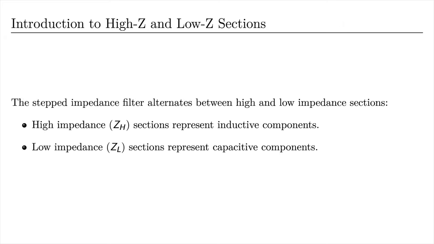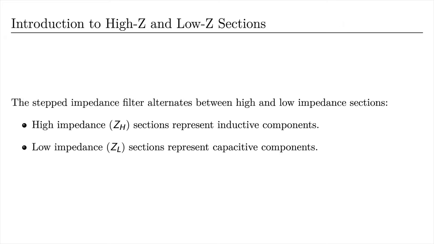These equations are essential for selecting the correct impedance and electrical length for each section. To summarize, stepped impedance filters alternate between high and low impedance sections to replicate the behavior of lumped LC filters. High impedance sections act as inductors, while low impedance sections function as capacitors. The transformation equations provide guidelines for determining the impedance and length for each section, ensuring the filter achieves the desired low-pass characteristics.